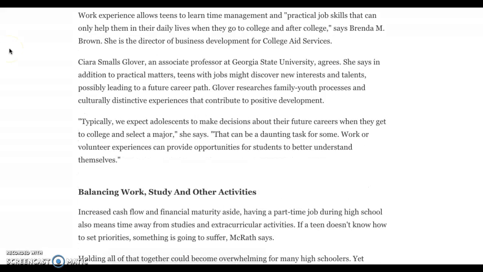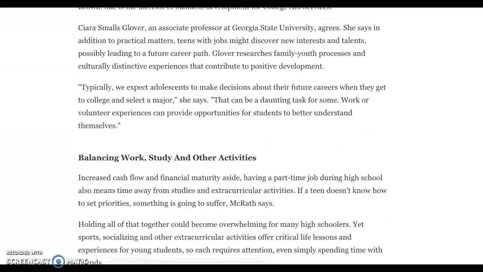Work experience allows teens to learn time management and practical job skills that can only help them in their daily lives when they go to college and after college, says Brenda M. Brown. She's the director of business development at College Aid Services. Sierra Smalls Glover, an associate professor at Georgia State University, agrees. She says, in addition to practical matters, teens with jobs might discover new interests and talents, possibly leading to a future career path. Glover researches family youth processes and culturally distinctive experiences that contribute to positive development.